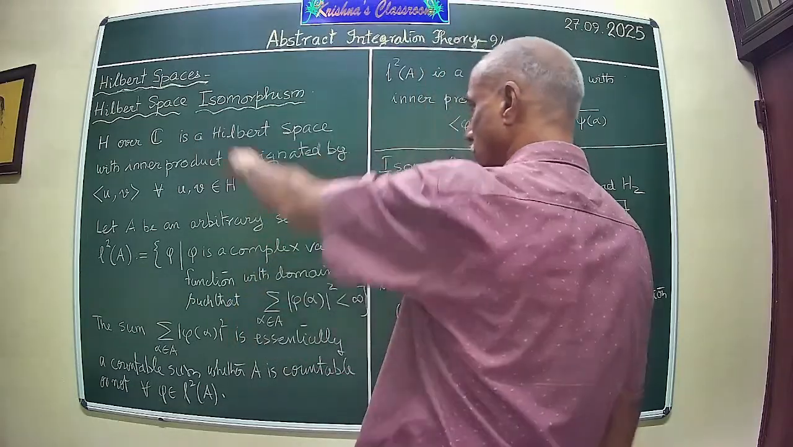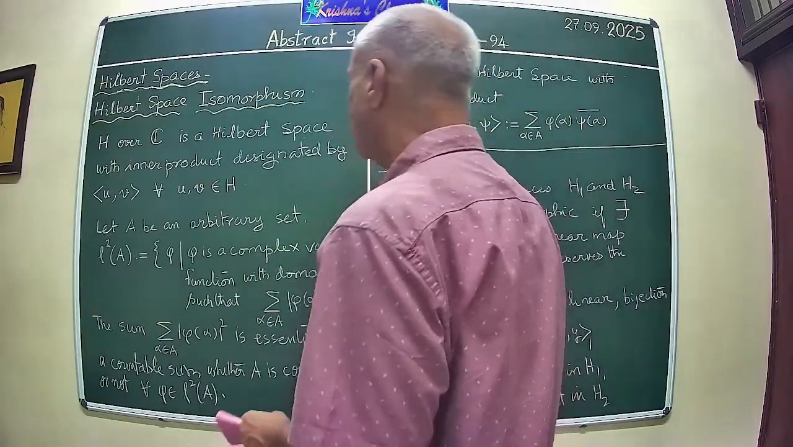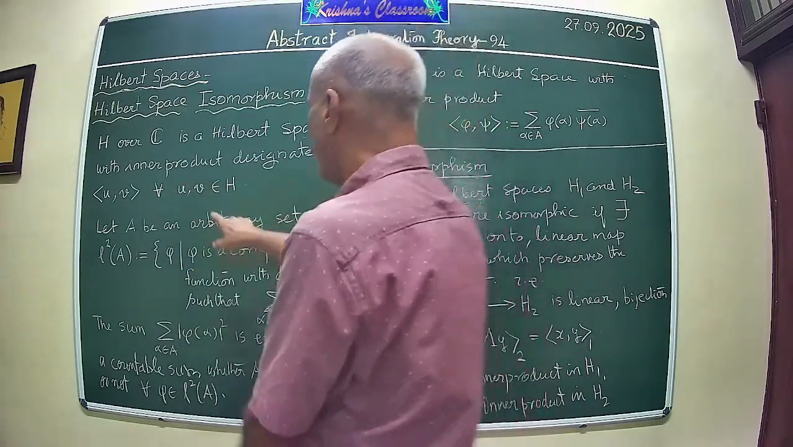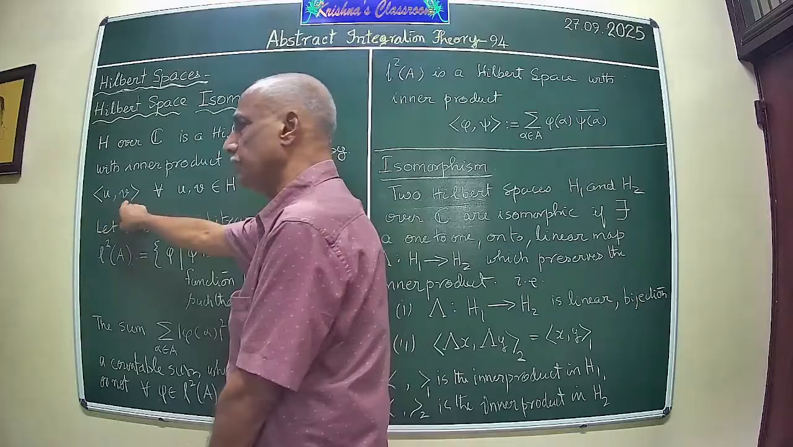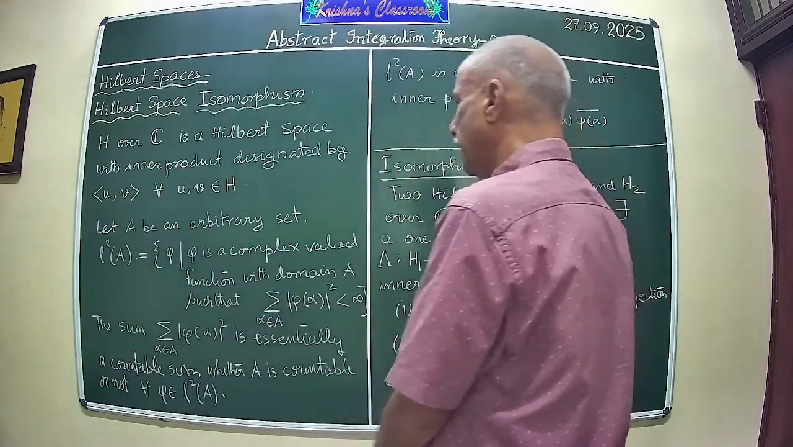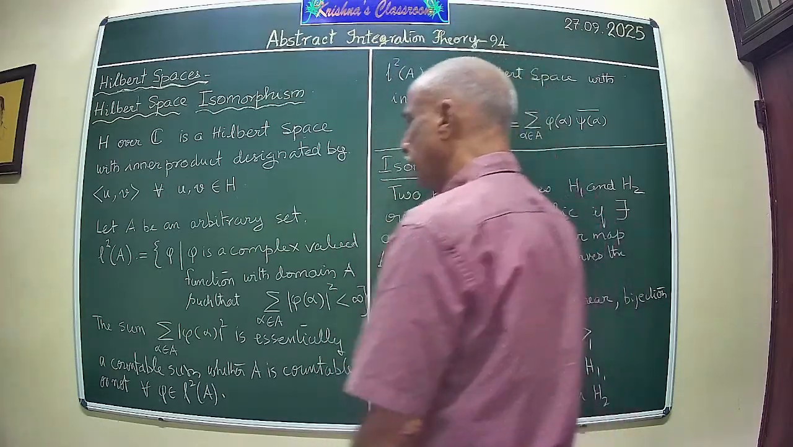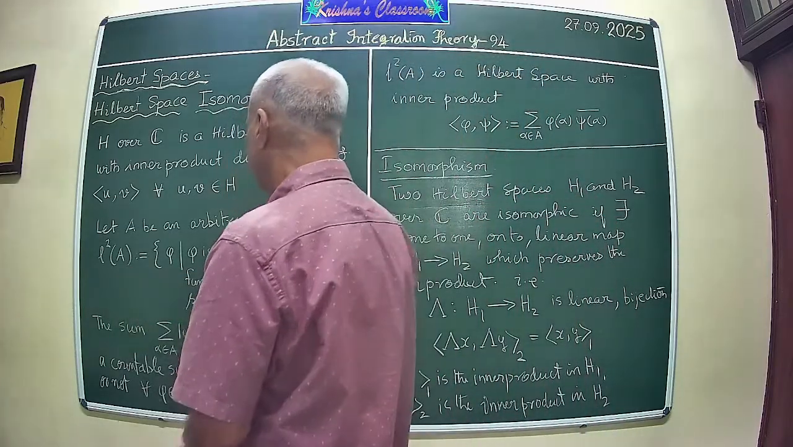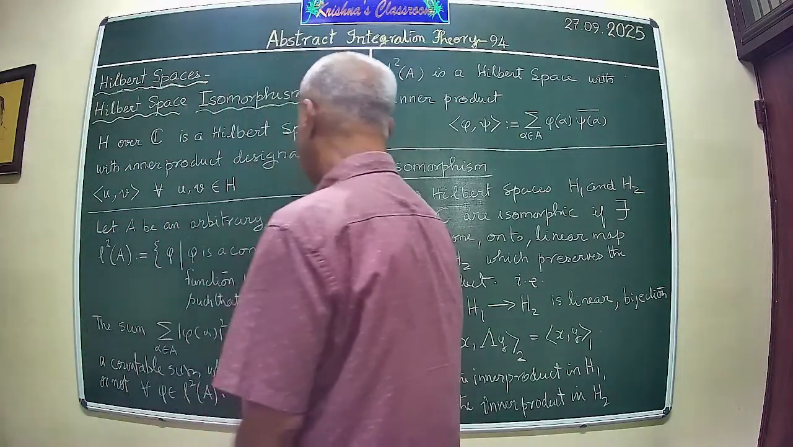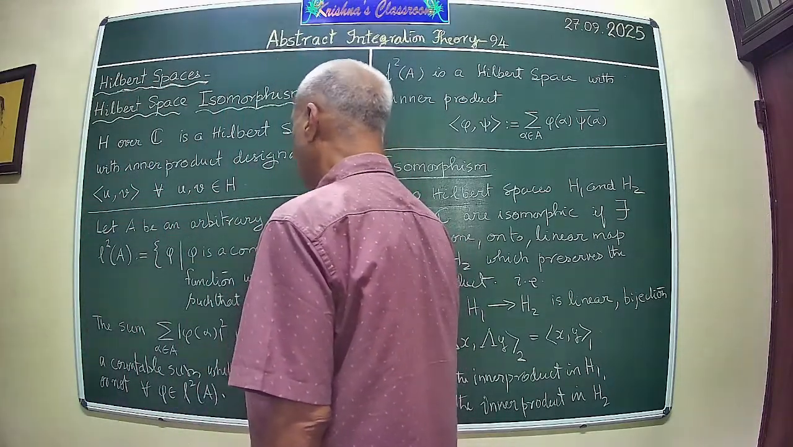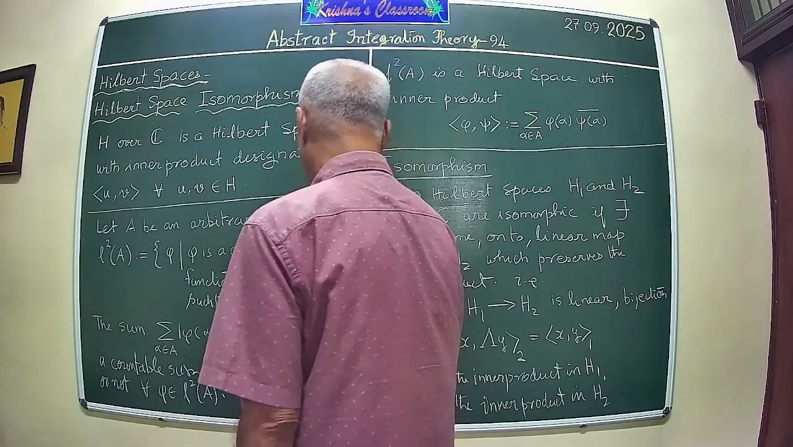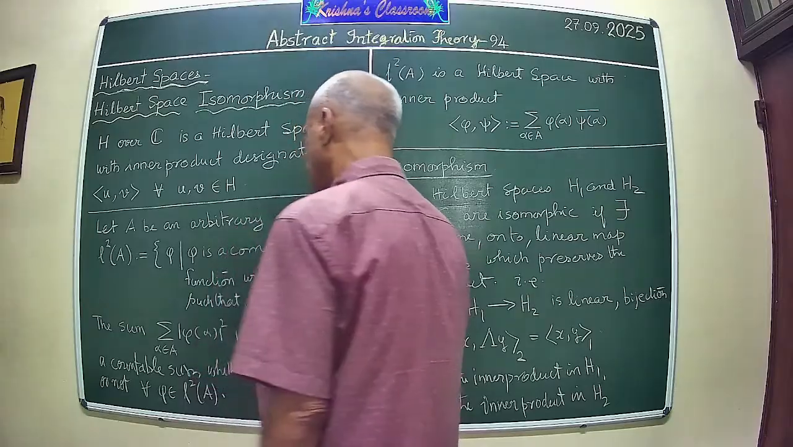So H over C is a Hilbert space with inner product designated by the symbol, where u and v belong to H. Let A be an arbitrary set. Then L2A is designated as the set of all complex valued functions phi with the domain A such that the summation over alpha belonging to A of mod phi alpha square is less than infinity.